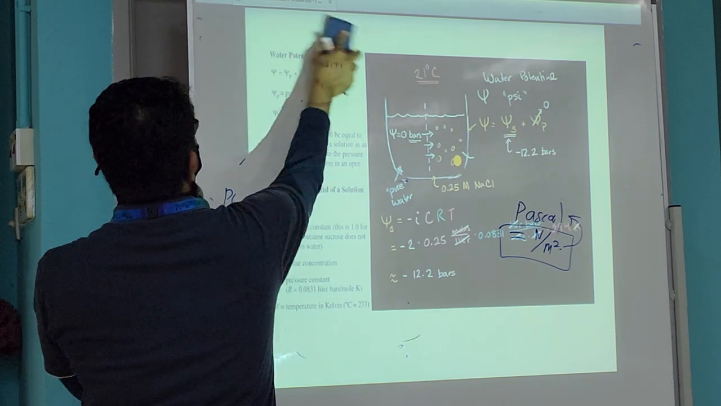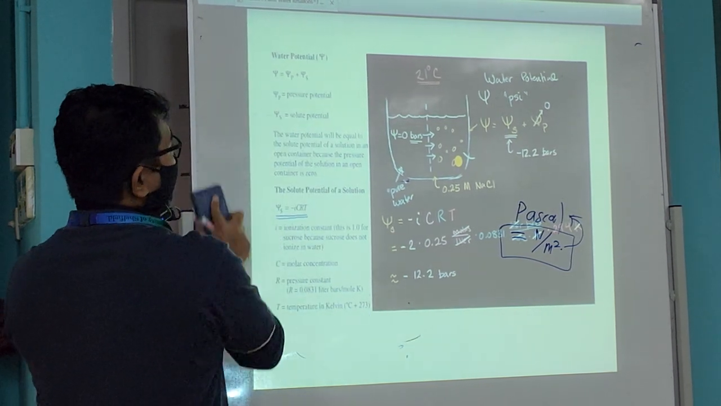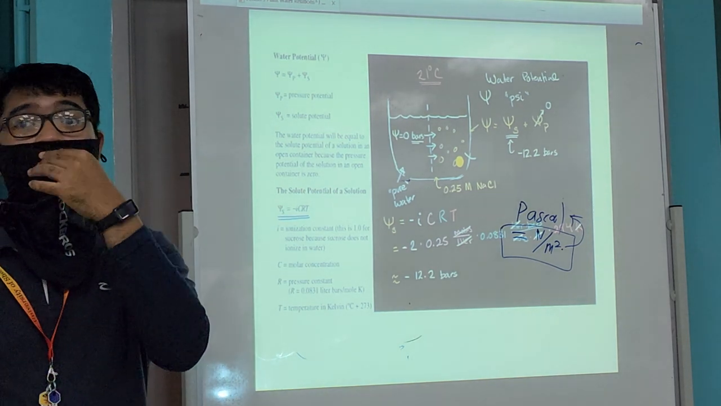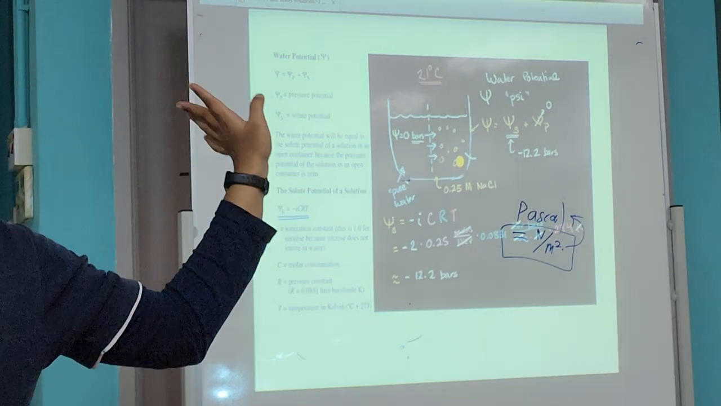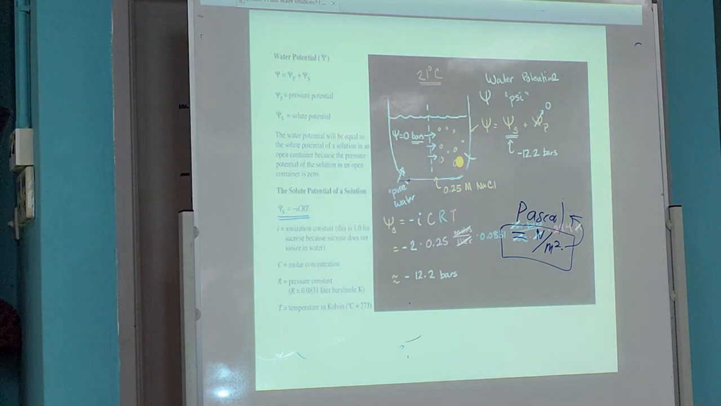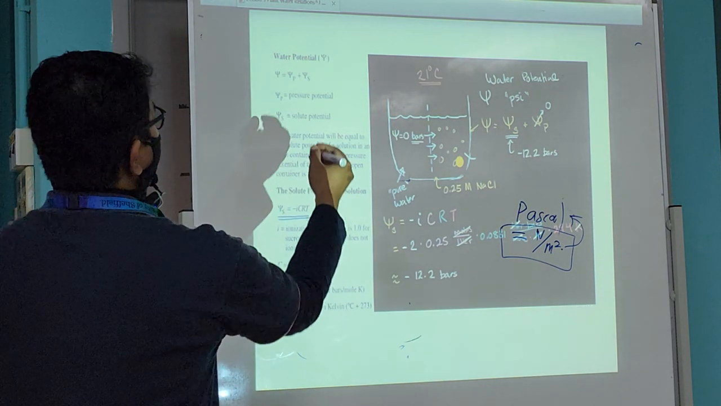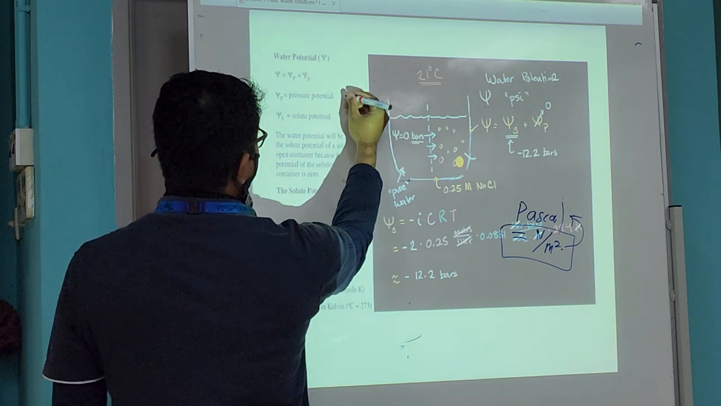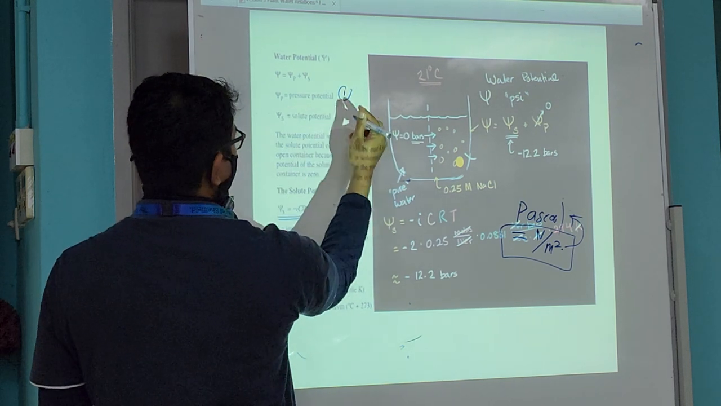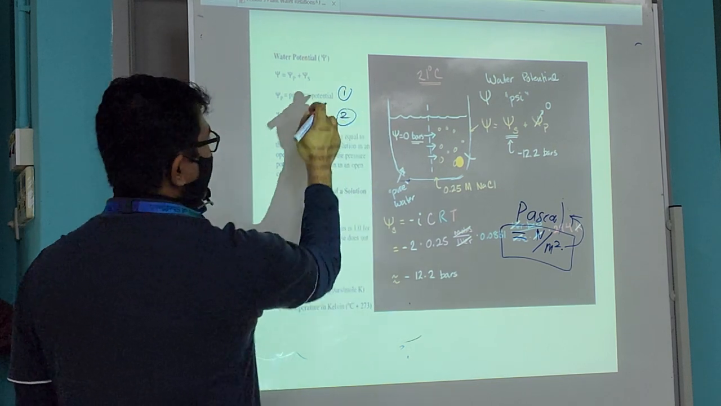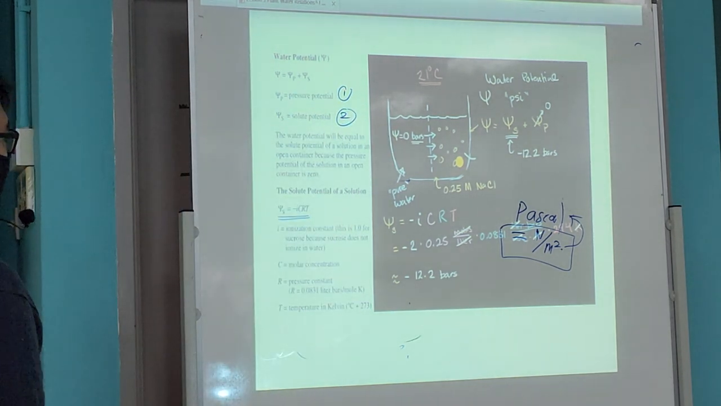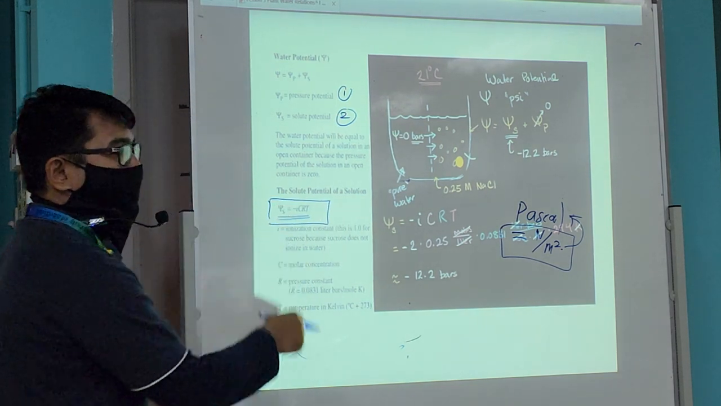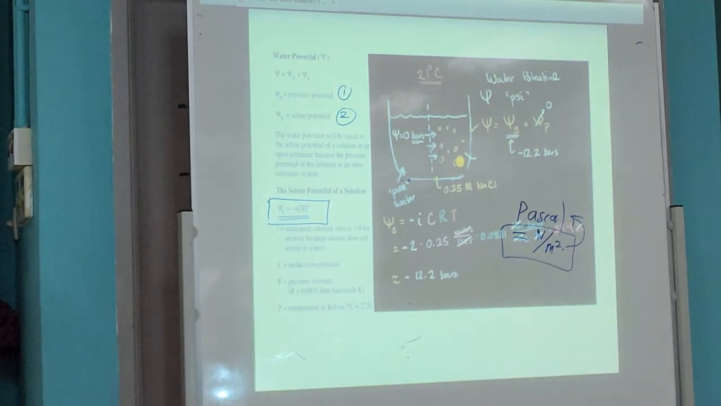All right, so let's talk about the components of water potential for your level. I've taken out the gravity and other things. So water potential has two components: pressure potential and also solute potential. This solute potential, you have actually seen during your lab last week.